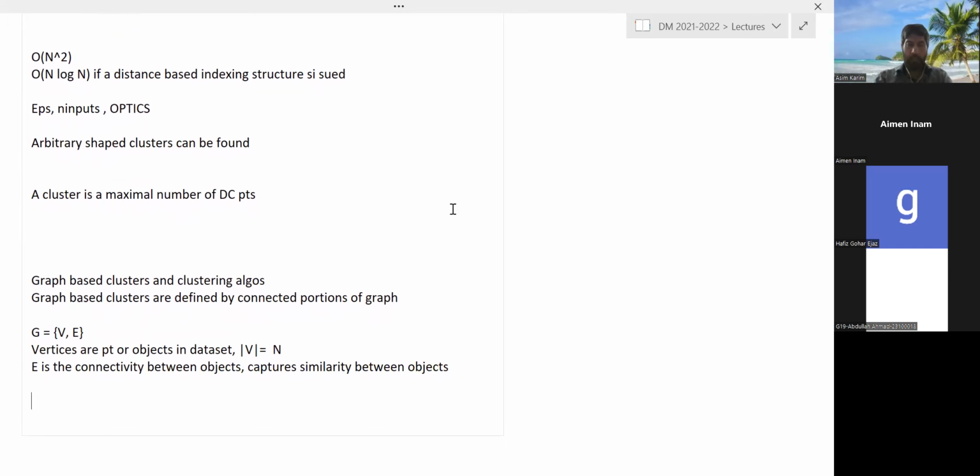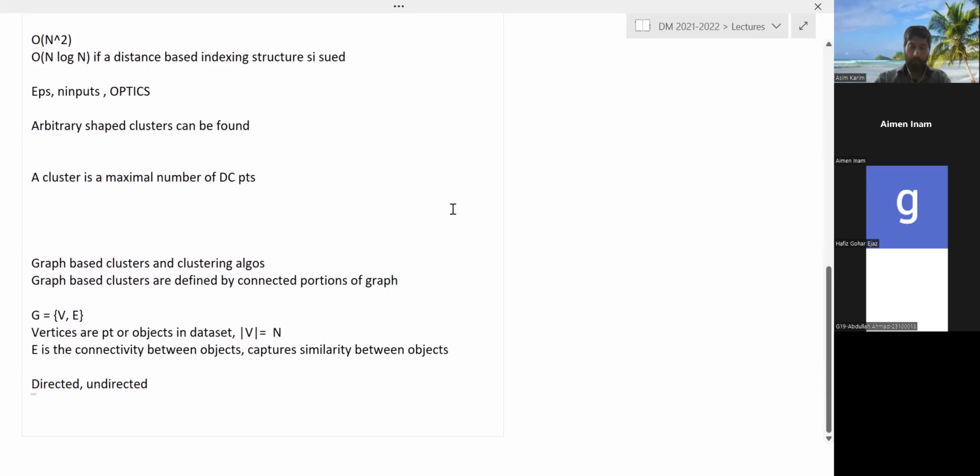Of course, graphs can be directed and undirected, as you know. In the context of clustering, we are primarily interested in undirected graphs, but the interesting thing is that even if you have a directed graph, and if your problem does lead to a directed graph, you can still do clustering, graph-based clustering, which is an interesting thing. And we'll discuss this shortly.